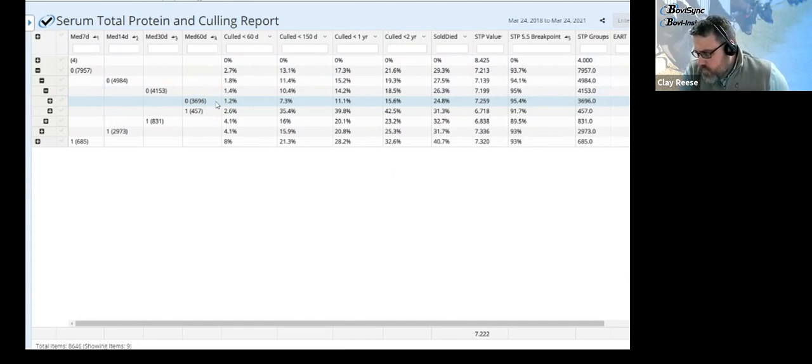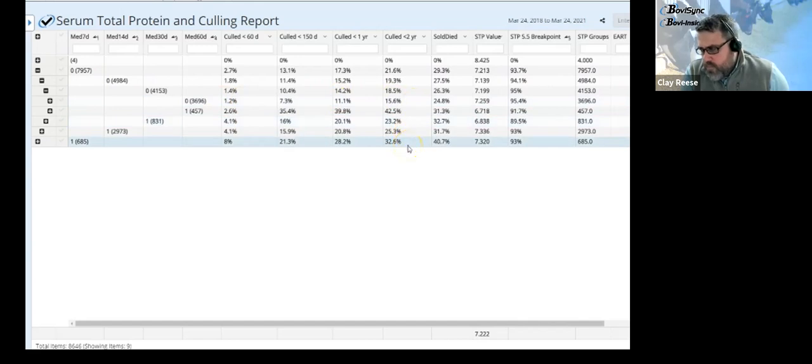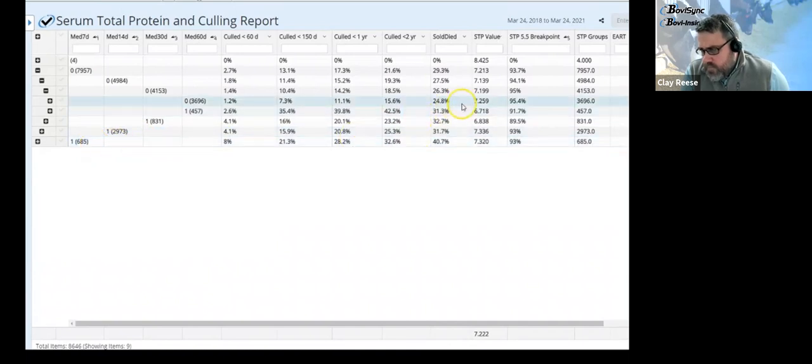So in this example, these 3,600 that had no medical diagnosis in the first 2 months of life were half as likely to be culled by 2 years of age as those that had a medical event in the first 7 days. They're also far less likely to be currently sold or died in the herd.